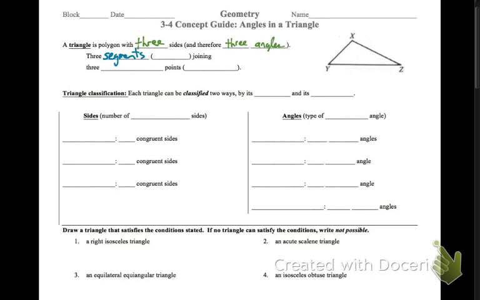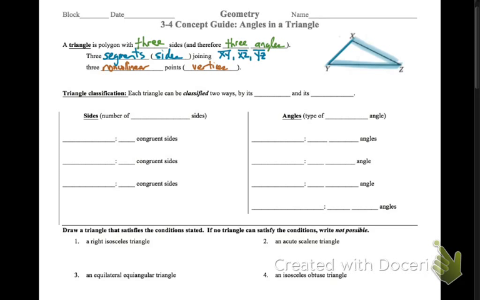There are three segments. Those are the sides. Over here we have segments XY, XZ, and YZ. Triangles are made up of segments that are joining three non-collinear points. If you really think about it, if they are collinear, then you can't make a triangle.